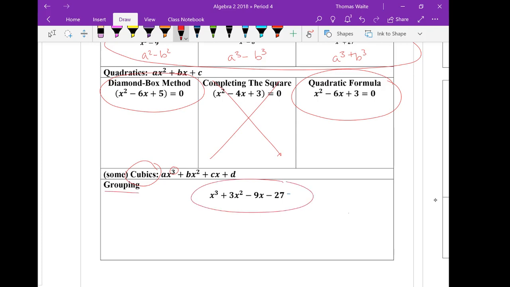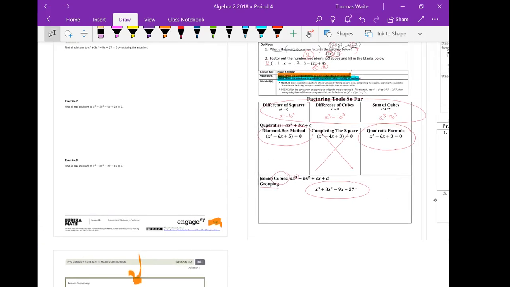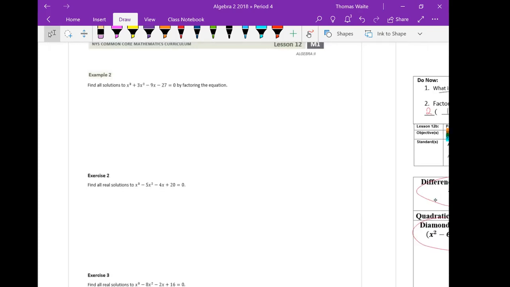So let's dive right in. This is a problem actually from your binder. So go to your binder at page, next page from where we left off, 12a.